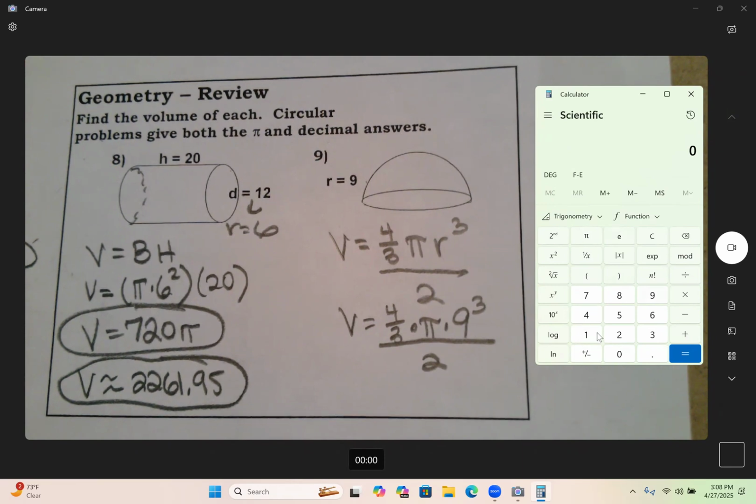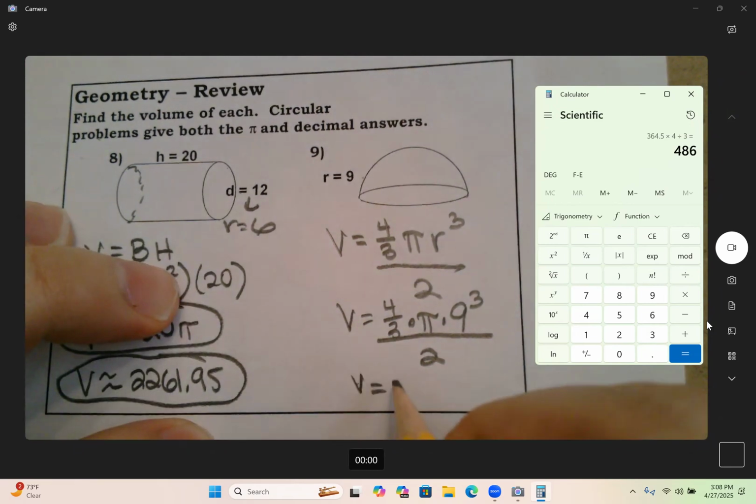So what I'm going to do is I'm going to do the exponent part first. 9 to the third power is 729. Then I'm going to divide by 2. And then I'm going to multiply by 4/3. So multiply by 4/3, that would be times 4, and then divide by 3. We get 486. So in terms of pi, this is 486 pi.